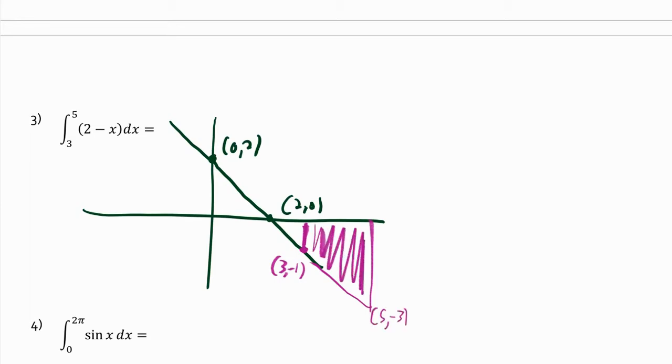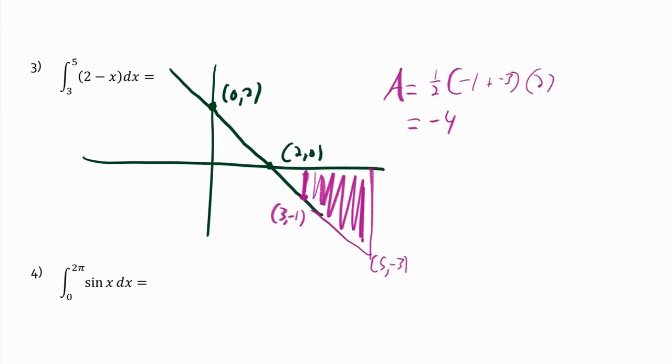My area here, we can calculate that as positive area, but my area is actually negative. So area would be equal to a 1/2. I'm going to do the actual area of a trapezoid. So 1/2 times the sum of the heights. So -1 plus -3, and then the width of that is 2. I get -4, and you can calculate that area of the trapezoid as 4. Just make it negative because it's going below the axis. So this is -4.